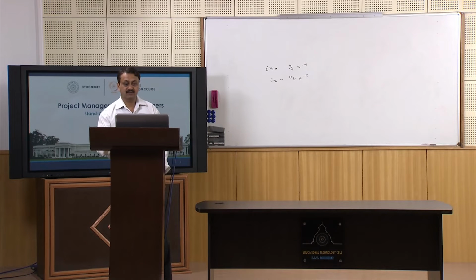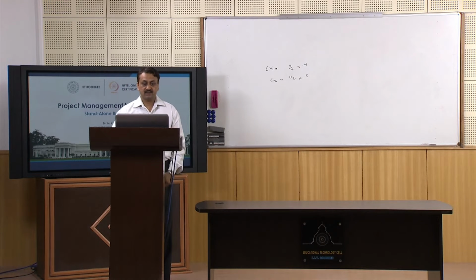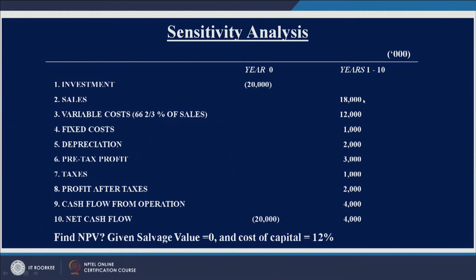Let us look at this example. There is a project, investment is 20,000, sales 18,000, variable cost is 66.666% of sales, right. So, 18,000 multiplied by 0.667, you will get 12,000. Fixed cost is 1,000 rupees, depreciation is 2,000 rupees, pre-tax profit is 3,000.